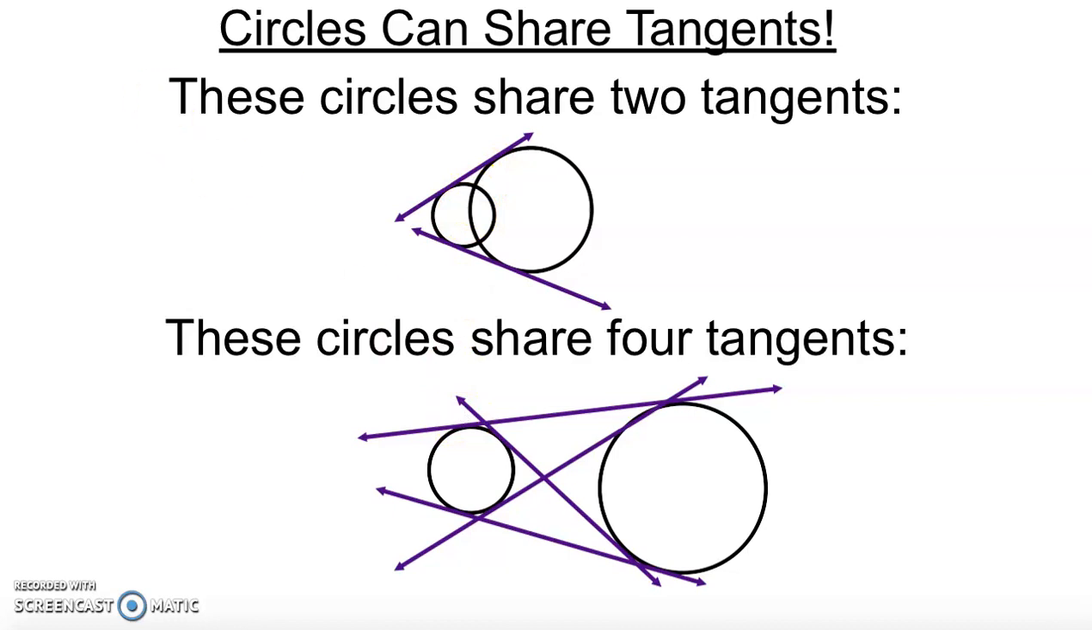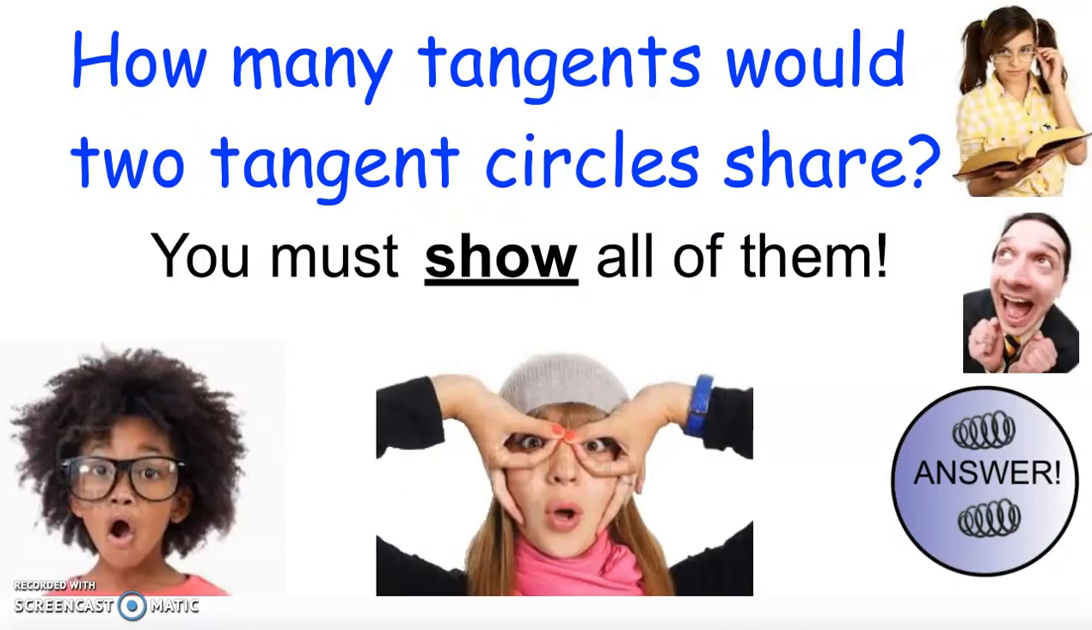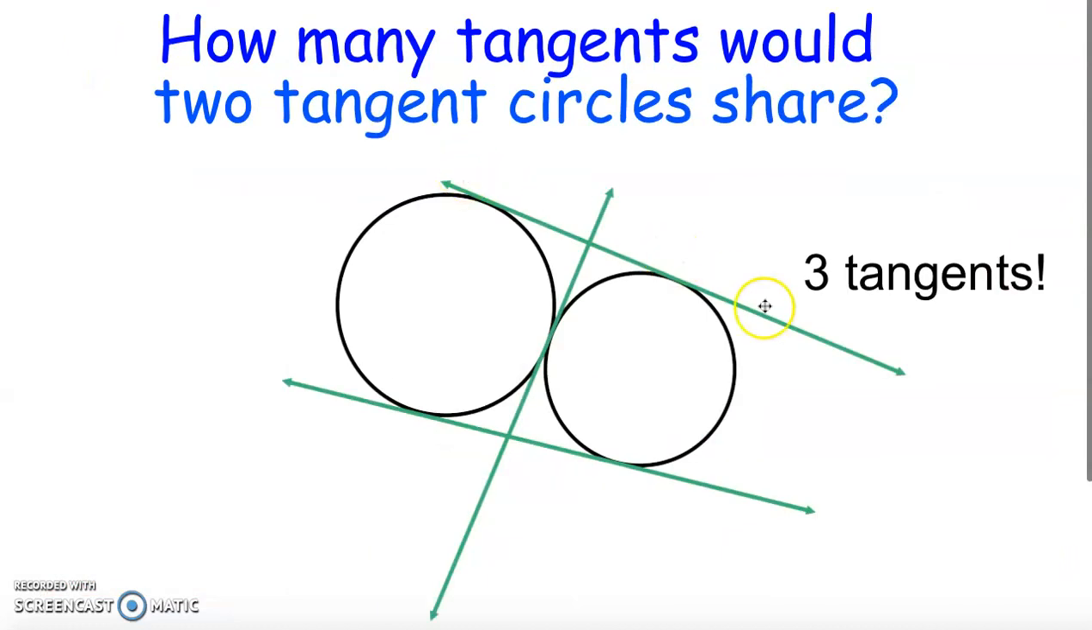What happens if they're tangent circles? Oh my gosh, what happens if I have two circles that are tangent to each other? How many tangents would they have? Are you ready for it? Wait, wait, wait. Not yet. Now? No, not now. Now? Okay, now. It'd be three tangents. So you'd have a tangent at the top, you'd have a tangent at the bottom, and then you'd have a tangent in between them.